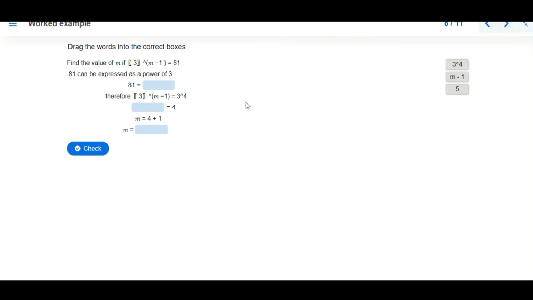This is another exercise for us to do, which is find the value of m if 3 raised to power m minus 1 equals 81. So let's solve for this one. Now what we need to do is express this in the power of 3, because we have a base number here that is 3. So this one as well, we have to express in the base number of 3. So how many times can we multiply 3 to give us 81? So let's solve.